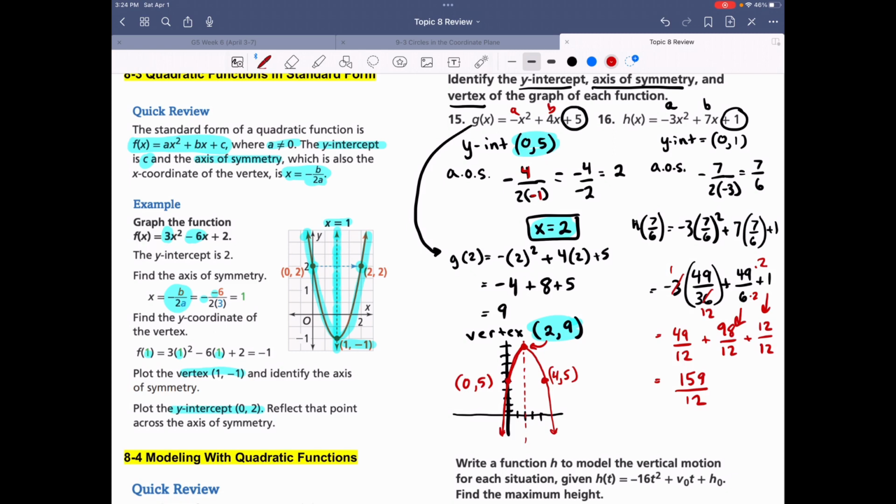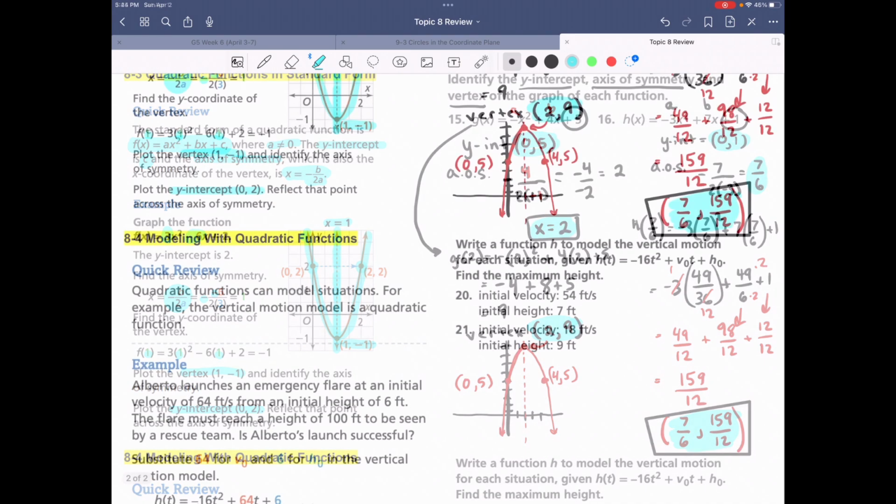We're kind of running out of space here, and I don't really want to graph fractions anyway, but we would have as our vertex, if we plugged in 7 over 6, we would get 159 twelfths. And you would probably want to put those into decimals if you're going to try to graph them. All right, so if you were going to graph this, you would have an axis of symmetry of 7 over 6, a y-intercept of (0, 1), and then this would be your vertex.